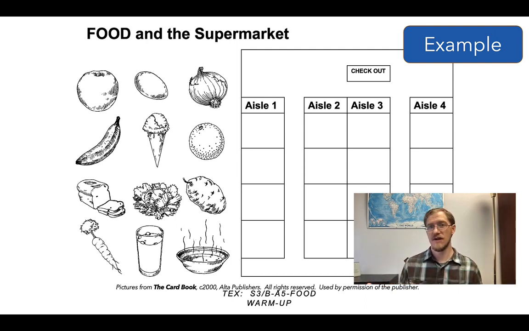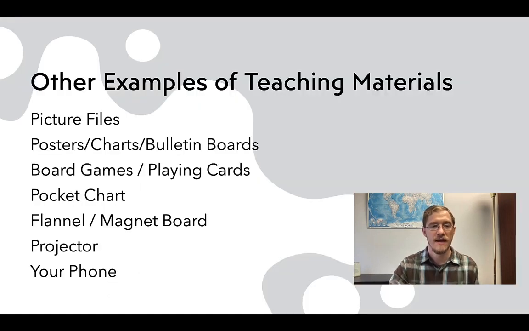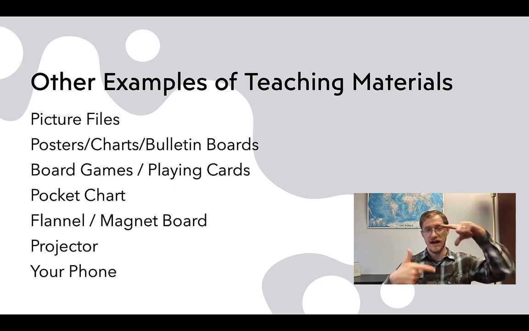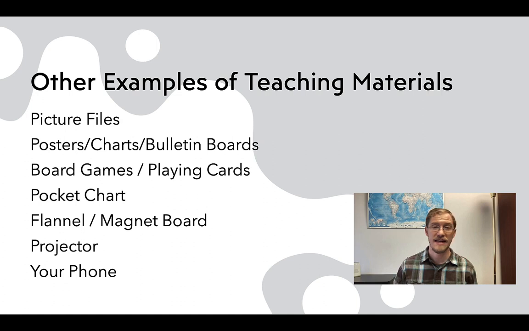And you can categorize many different things. You could do animals, you could do transportation, you could do the same kind of thing with other topics as well. Here's some other examples of teaching materials that will get you started. Again, picture files. I already talked about having a big file of pictures. If you can print them in color, and if you can print them big and even laminate them, that is ideal.